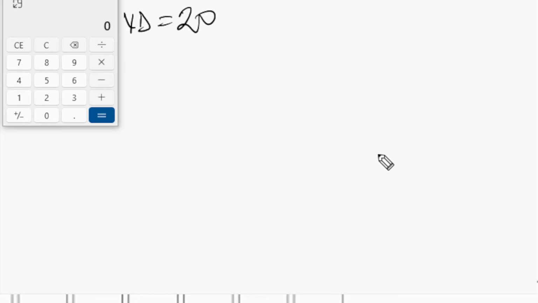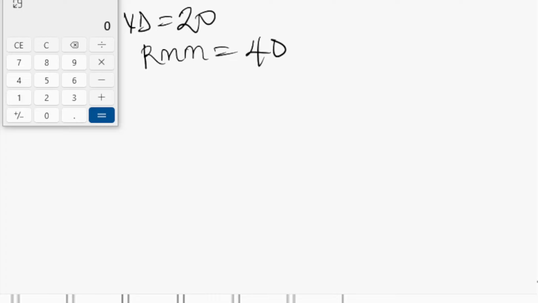So VD is given to be 20. So it means since relative molecular mass is 2 times VD, the RMM automatically is going to be 40. Now that we've gotten this, we have to understand that the question talks about a hydrocarbon. So it means that it's an organic compound which contains carbon and hydrogen only.